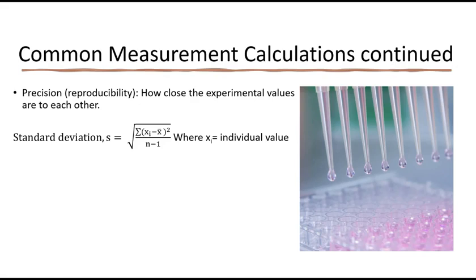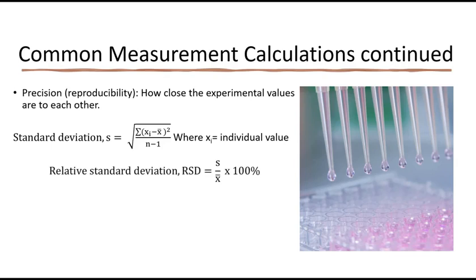In our denominator, we're going to take the number of trials or number of data points minus 1. Once we have that number, we're going to divide the numerator by the denominator. Then we take our answer and we take the square root of that. That will give us the standard deviation.